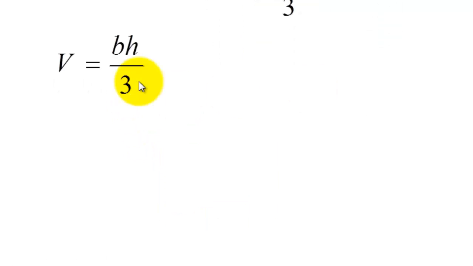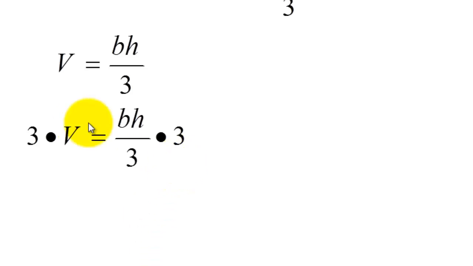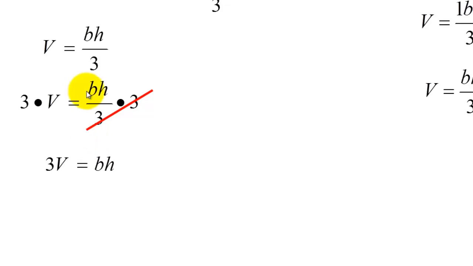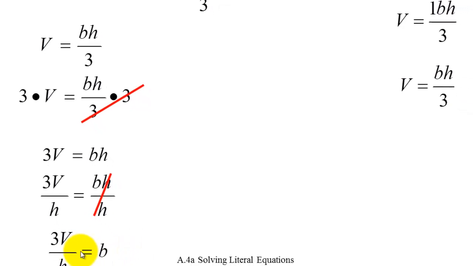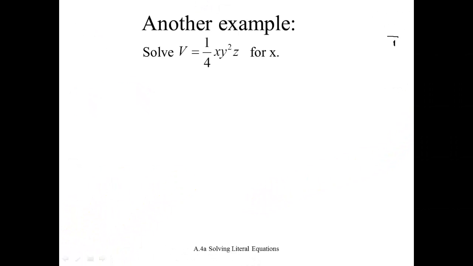Next, I have to get rid of our denominator 3 here. So I'm going to multiply both sides by 3, cancel this one out, bring down 3v equals bh. Next, to solve for b, I have to remove h. Note that we have a multiplication between base and the height. So the opposite of multiplication is division. And then we'll end up getting b equals 3v divided by h. Alright, another example. Let's say we would like to solve for x. Alright, for this example, I need you to pause the video and solve for x.